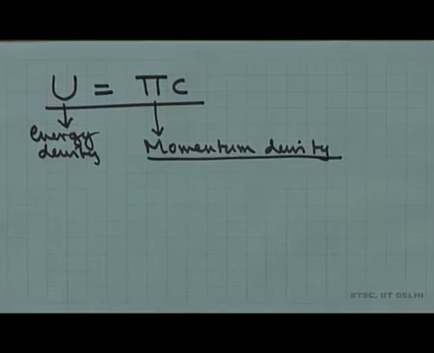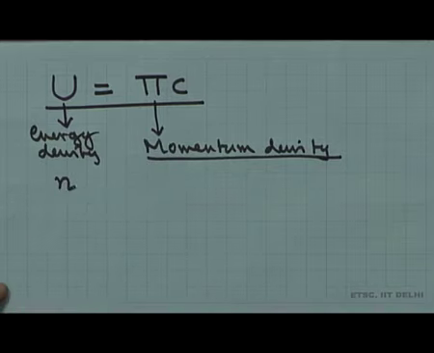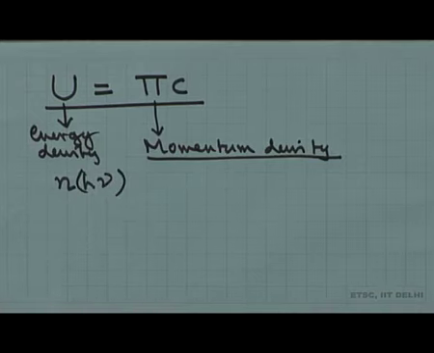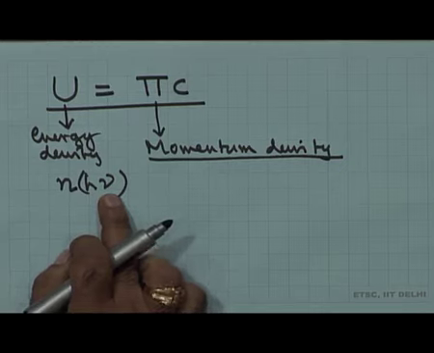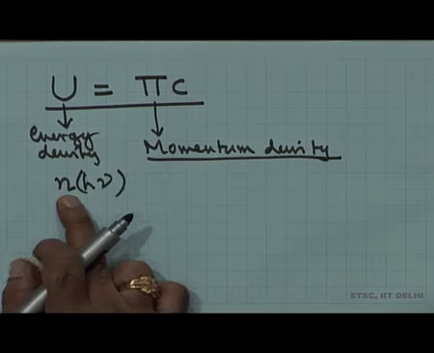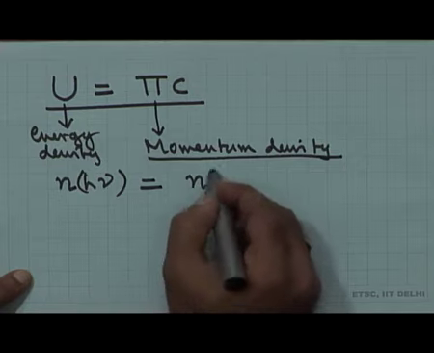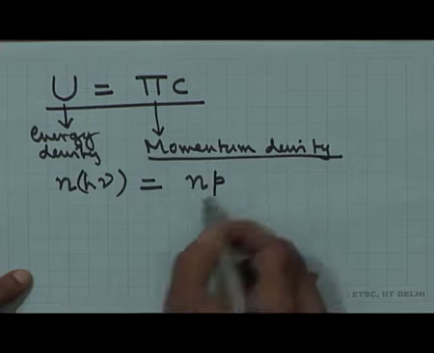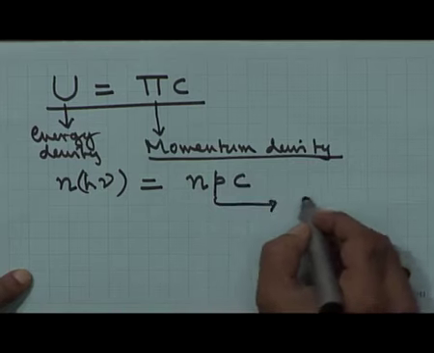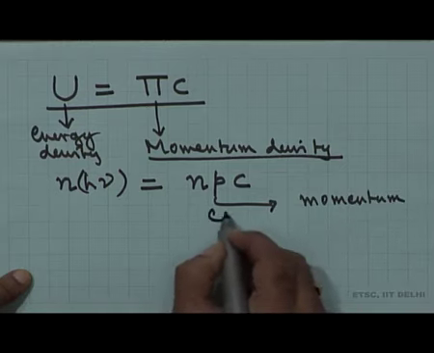Now what is energy density from the Planck viewpoint? It is nothing but the number density multiplied by h nu. Each quantum is carrying an energy h nu, and that is multiplied by the number density. And what would be my momentum density? It is again the number density multiplied by the momentum carried by each quantum, multiplied by c. So in other words, this p is the momentum carried by the quantum.